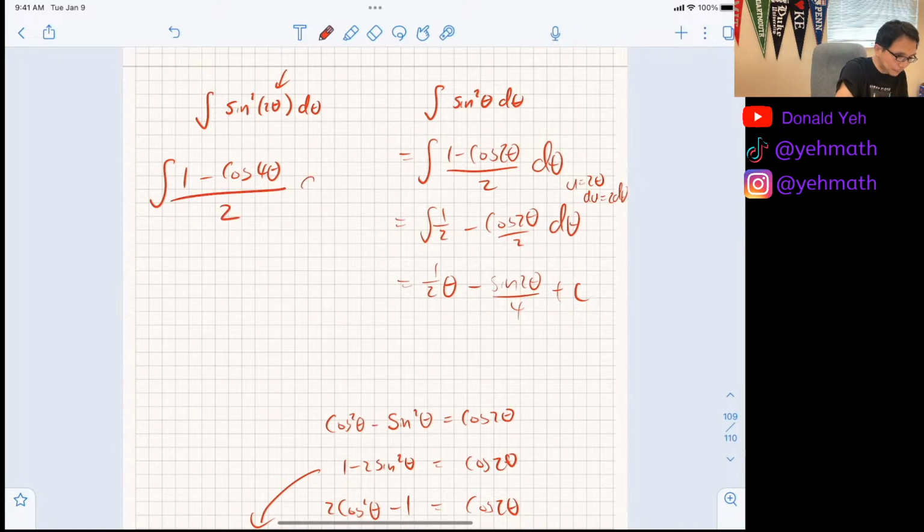Does that make sense? Because whatever the 2 theta is, I'm going to replace it, which in this case is going to be 4 theta. In this case, it's going to be equal to 1/2 theta and the minus 1/8, I think. Yeah, 1/8 sine of 4 theta plus C. Okay, so those are some simple ideas for you guys to know.